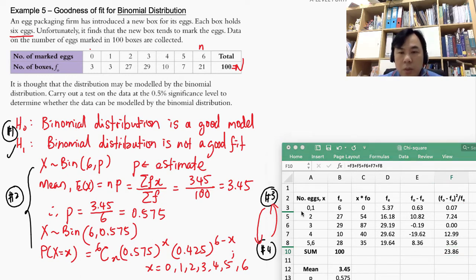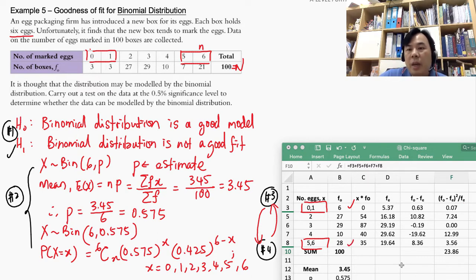Once we combine, you will notice that this becomes 0 and 1, and this becomes 5 and 6 now, because 5 and 6 combine, and 0 and 1 combine. Once you combine, the observed frequency becomes 6. Then if you combine this, the observed frequency is 28. Okay, and then you go through the same procedure, and finally we will be able to obtain our observed chi-square of 23.86. Okay, I hope that's clear.